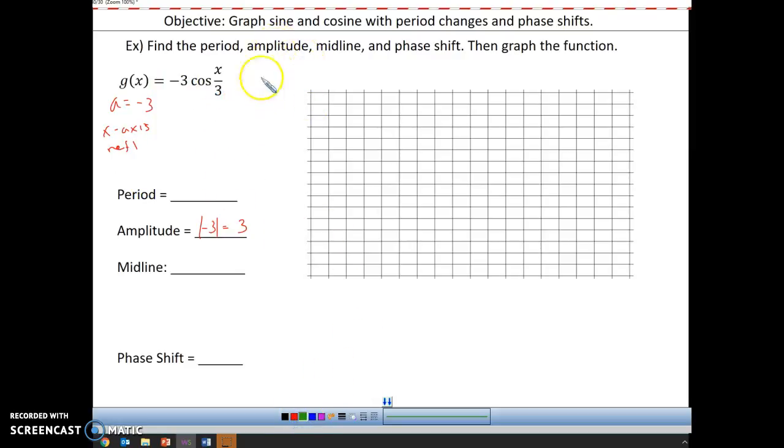Next, your k value, which is usually added on at the end back here. This is your k value. Your k value is 0, so your midline will be y equals 0.